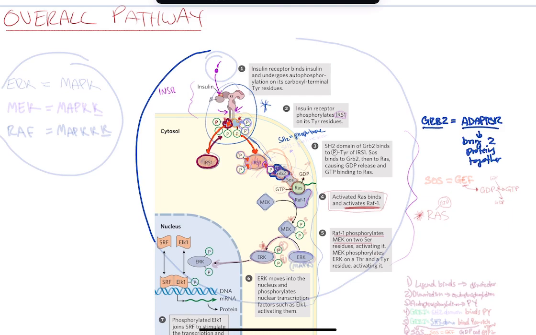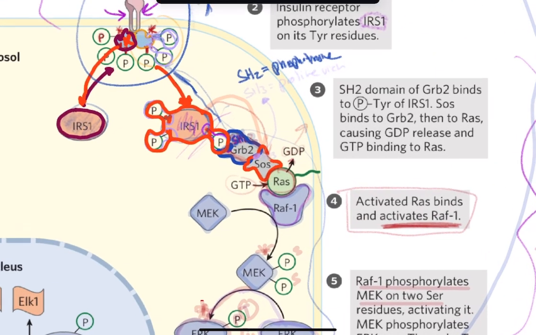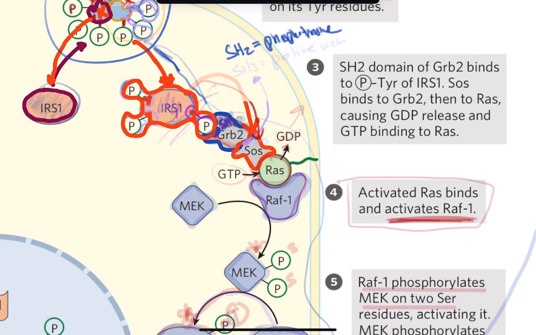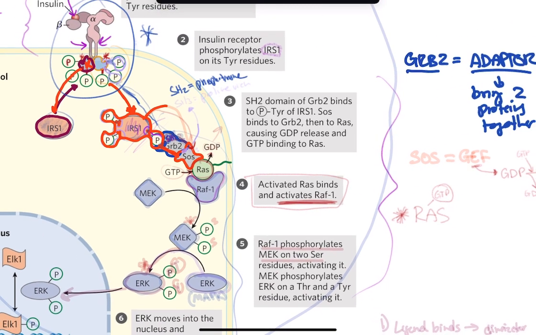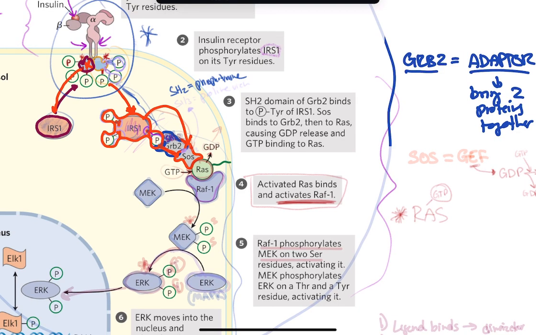So here's our GRB2. It brings two proteins together. What are those two proteins? In this case, it's going to be our IRS1 and our SOS, son of sevenless, which we just talked about. Its job is simply to connect them. It's an adapter, like an extension cord, when you want to make something longer or connect two different things that are far away. In order for the signal to continue going downstream, we need to make sure that this guy can talk to this guy, and that's the point of GRB2. Clear? Yes, I think we're good.